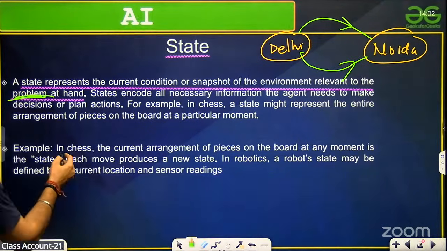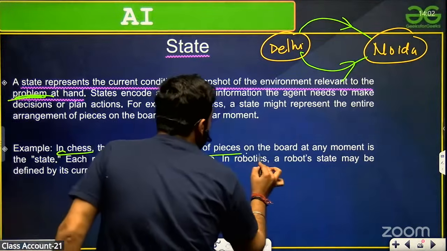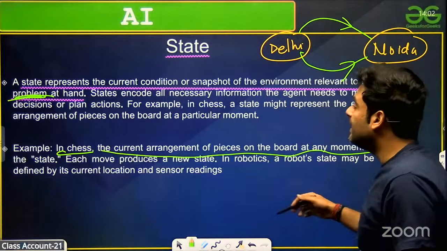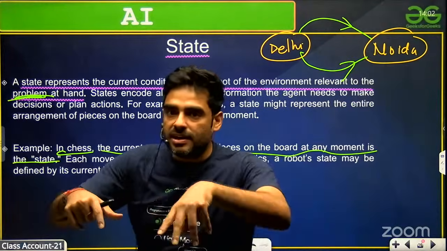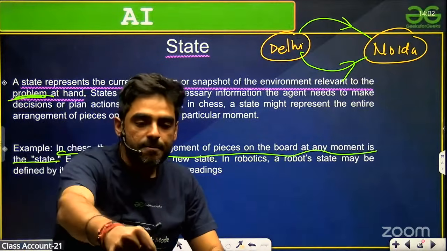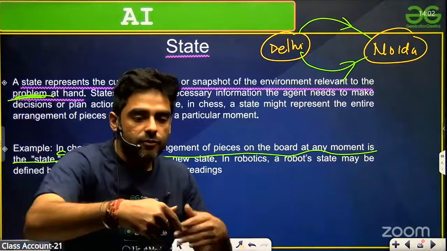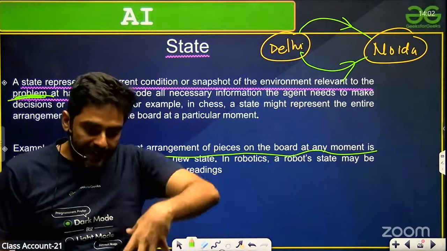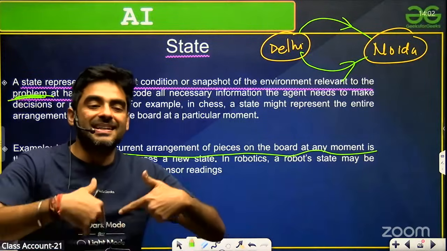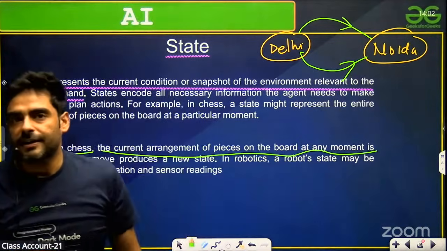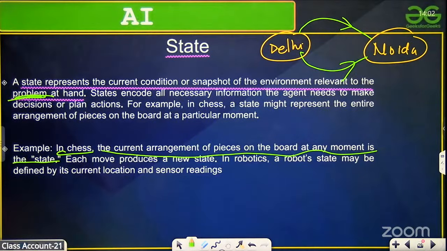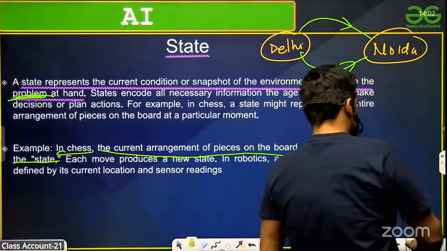Example: in chess, the current arrangement of pieces on the board at any moment is the state. In chess, मान लीजिए कि I have moved a certain player from point A to point B. So point A was my initial state, and my successor state is where I've reached, point B. This is how state is defined.